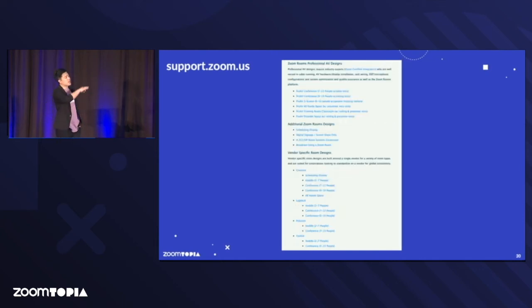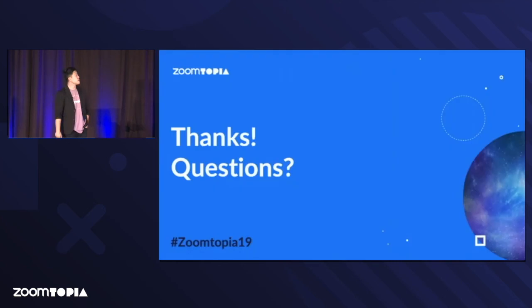And this is a second part of the same page. The second part has the professional AV designs, additional rooms, and then vendor specific. So you say, all right, single vendor kits are great, but I want to know how those connect. Those will probably show up on the Crestron, Poly, and the Yealink links.